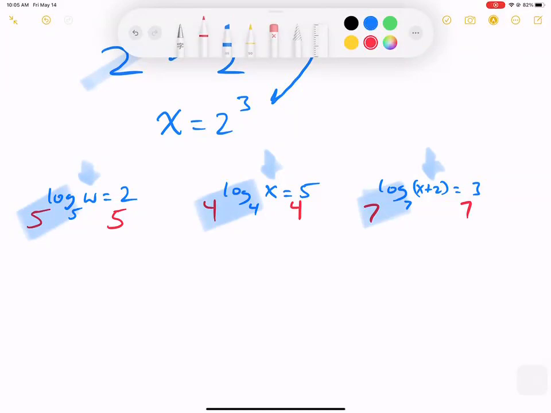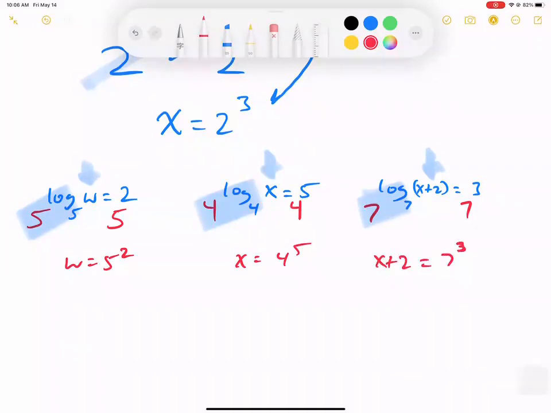Now, when I see your work, when you're taking a test like this, I need to see work like this. I need to see you writing it out algebraically. Or you can give me the identity, but I need you to show me with an arrow or something. Hey, I'm using the identity. Or write this work here. So W is equal to 5 squared. X is equal to 4 to the 5th. And X plus 2 is equal to 7 cubed.